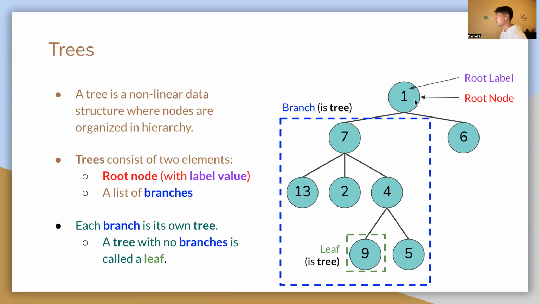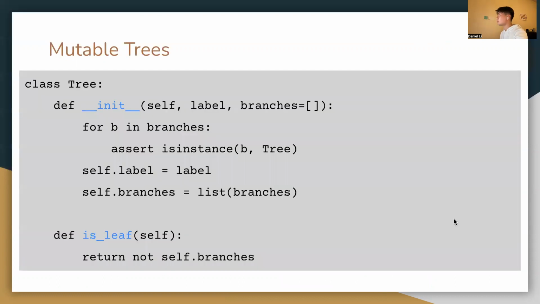So right here, one is our root label. The node with the value one is our root node. And then it has branches 7 and 6. And then 7 can be considered its own tree, right? And then if we go down to 9 and 5, these are our leaf nodes.